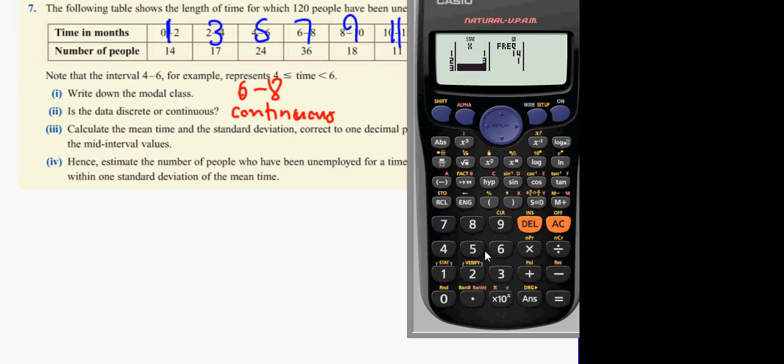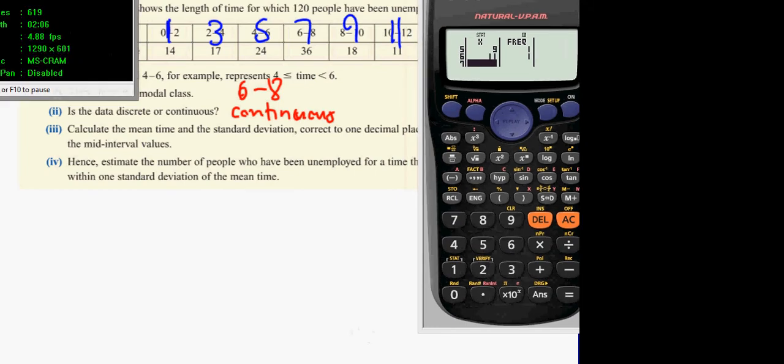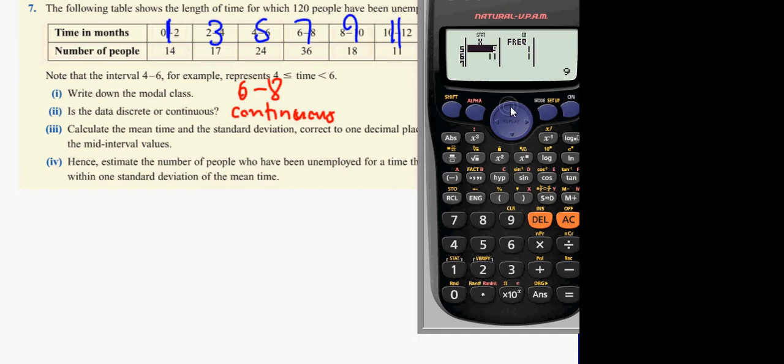I'll just put in all the numbers first and then I'll go back and do the other ones. So we enter all these in, but now I have to go up and change the frequencies because I didn't do all the frequencies. So it's going to be 3 and 17, 5 and 24, 7 and 36, 9 and 18, and 11 and 11.